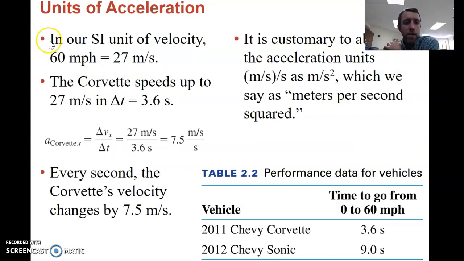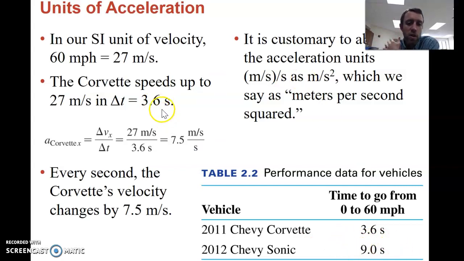Okay, SI units of velocity, meters per second. So we have these two cars down here, the Corvette and of course, the well-known Chevy Sonic, which we've all heard of. It's apparently really slow. Maybe that's why we haven't heard of it. I don't know. But the Corvette can get to 60 miles per hour in 3.6 seconds, whereas the Chevy Sonic can get to 60 miles per hour in a whopping 9 seconds.